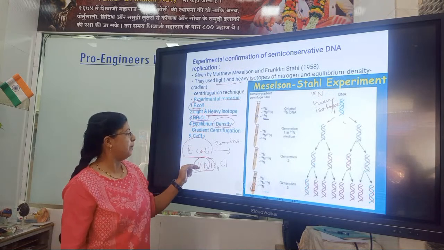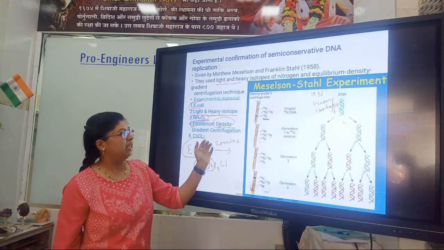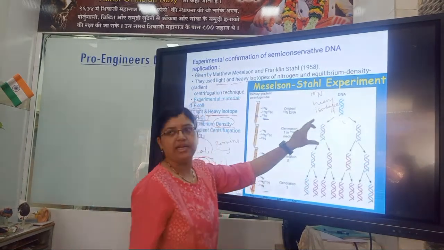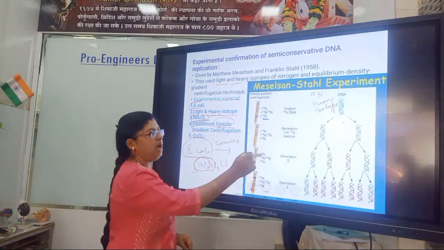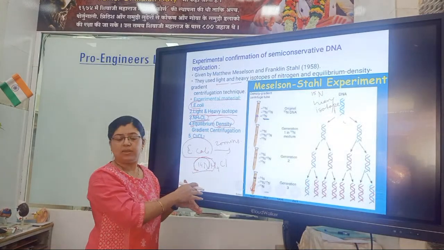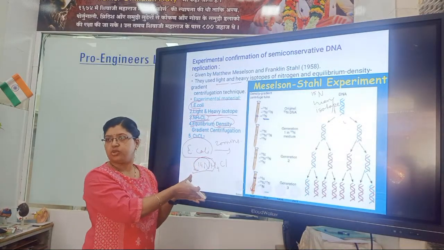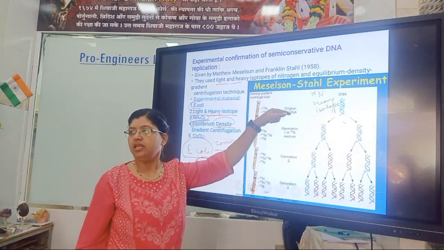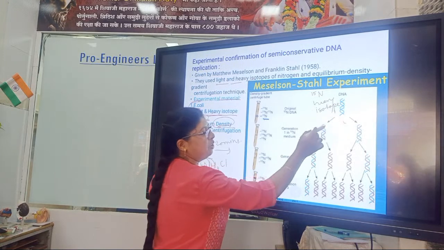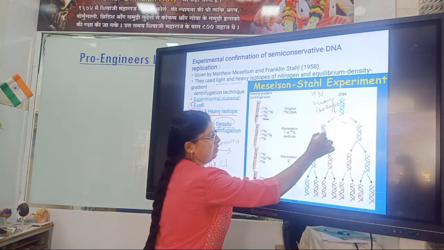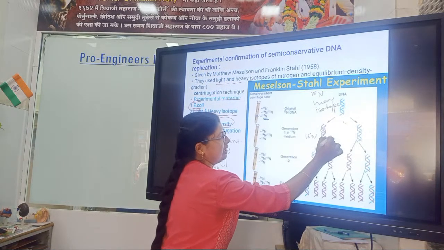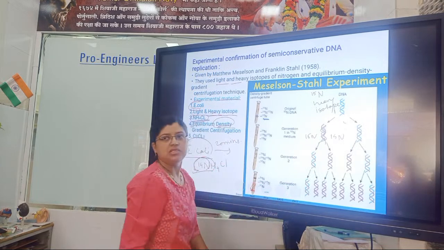Okay, then what happens? After 20 minutes, the DNA replicates. After replication, what happens? Now the E. coli is on the medium containing 14N isotope, and before they were in the 15N isotope. In the next generation, what happens? One strand is of 15N, and one strand is of 14N.